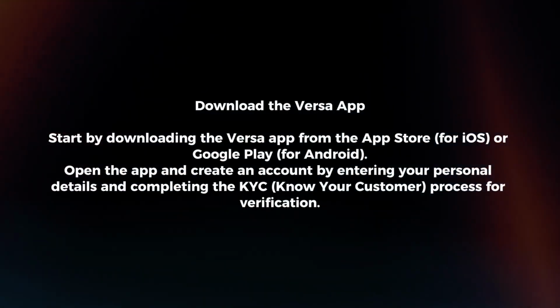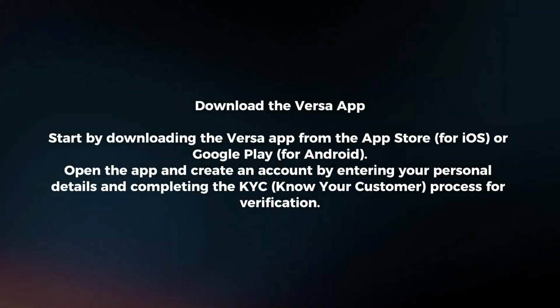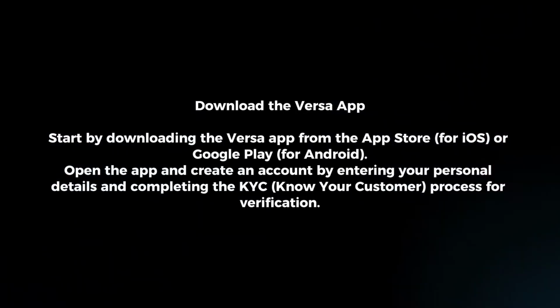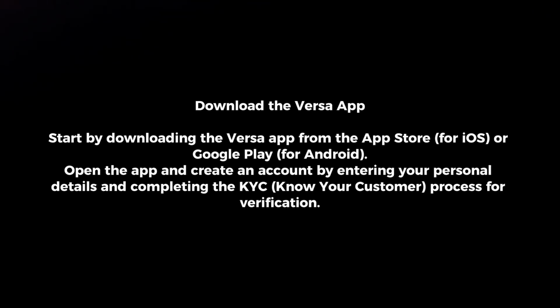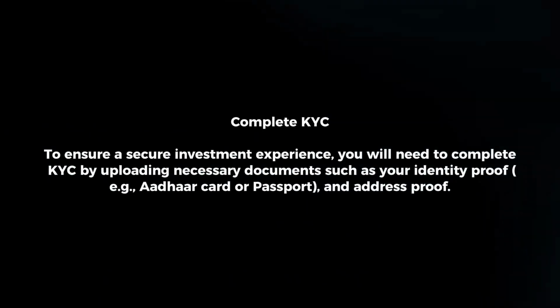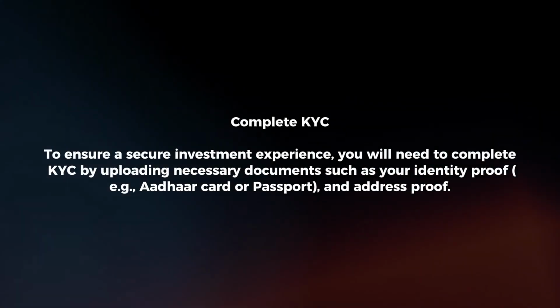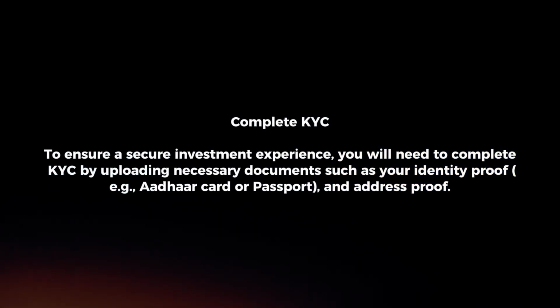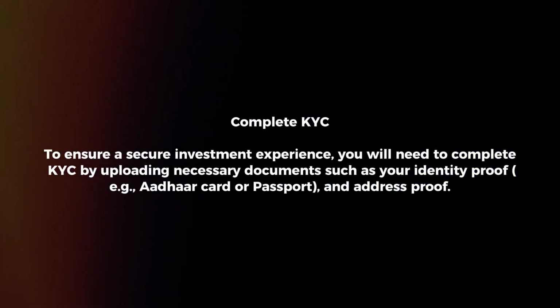Download the Versa app. Start by downloading the Versa app from the App Store or Google Play. Open the app and create an account by entering your personal details and completing the KYC process for verification. Complete KYC. To ensure a secure investment experience, you will need to complete KYC by uploading necessary documents, such as your identity proof and address proof.